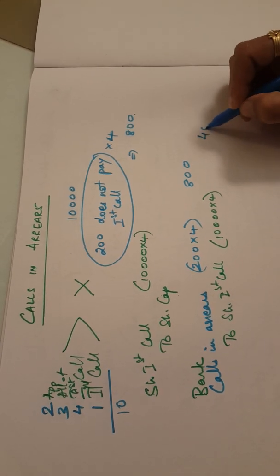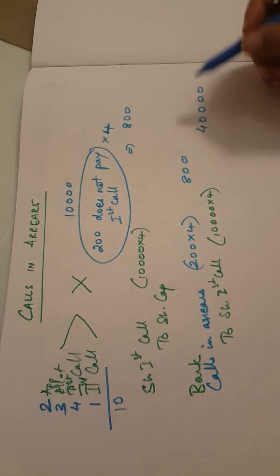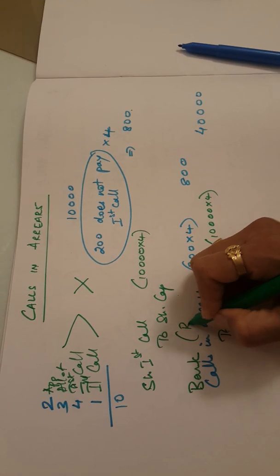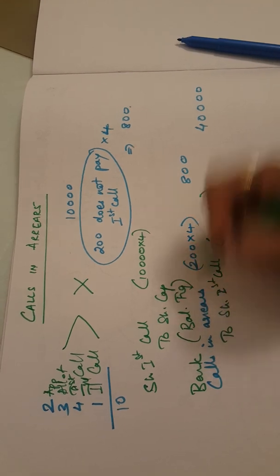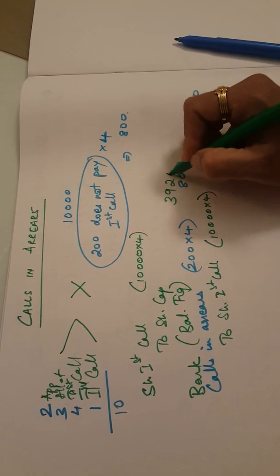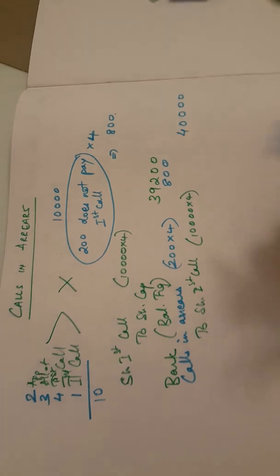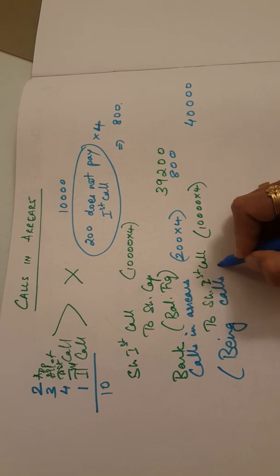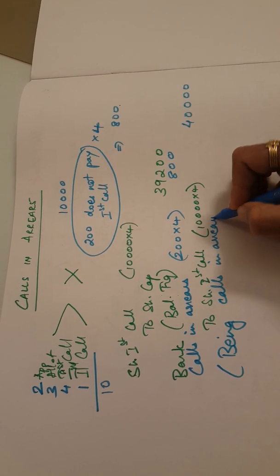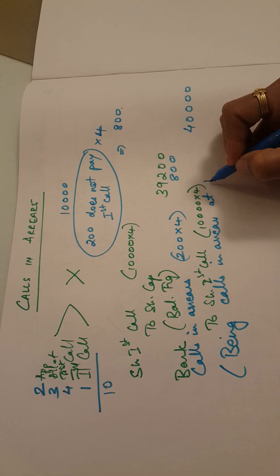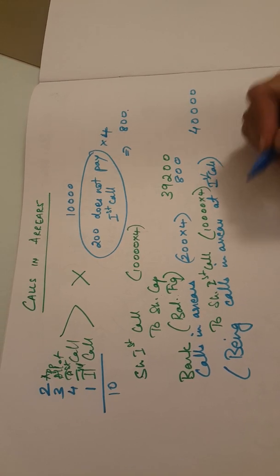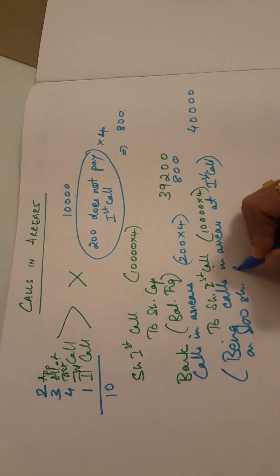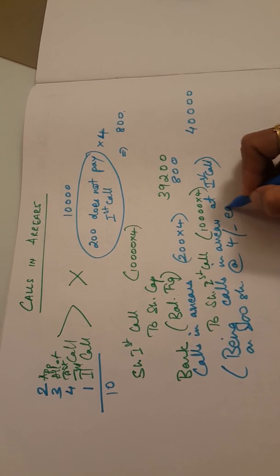Share first call remains 40,000, and whatever comes into the bank would be your balancing figure, which is 39,200. Narration will be being calls in arrears at first call. If you want, you can specify 200 shares at rupees 4 each.